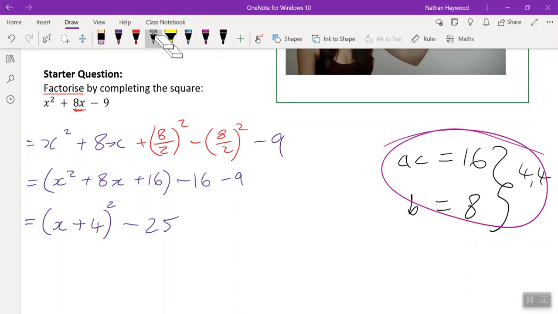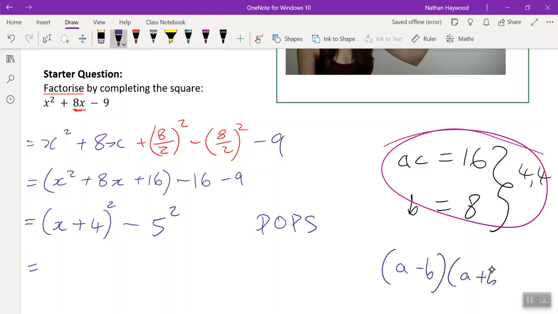All right, and now, what's the last step? Can you see a number squared minus a number squared? X plus 4 squared minus what number squared? 5 squared. So this is called the difference of perfect squares. A minus B, A plus B is equal to what? A squared minus B squared. This is called the difference of perfect squares.